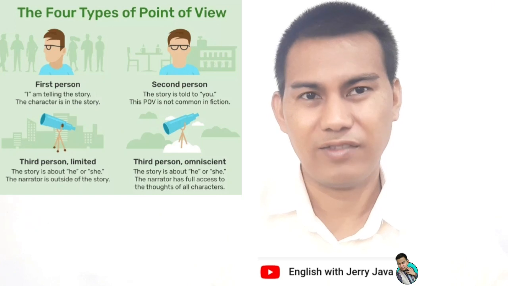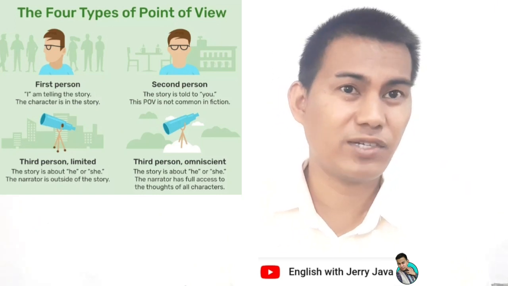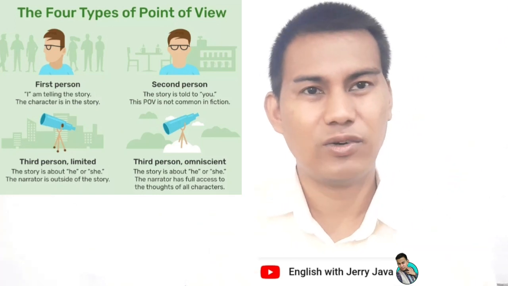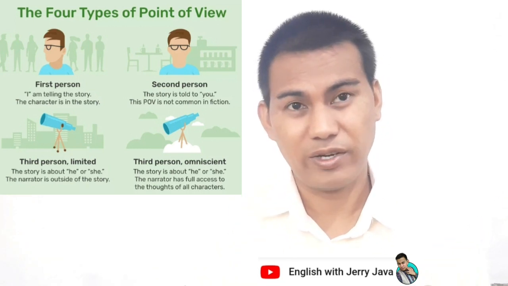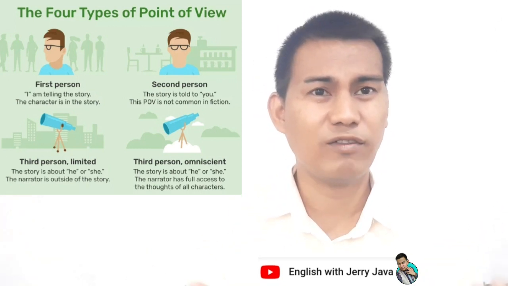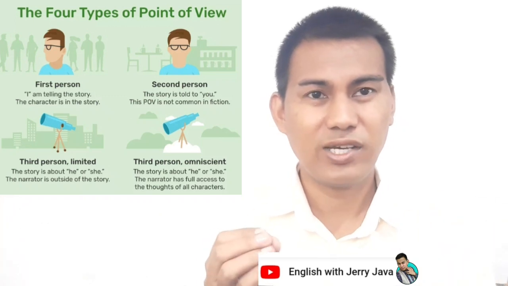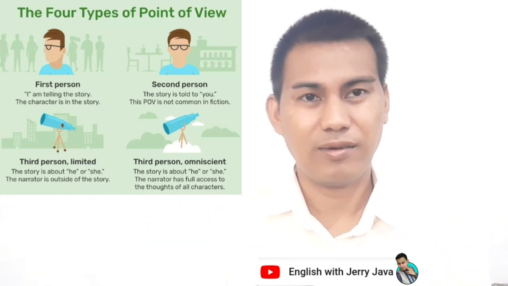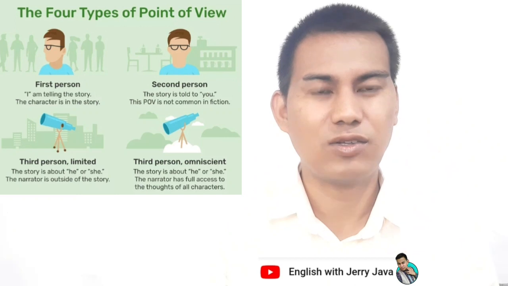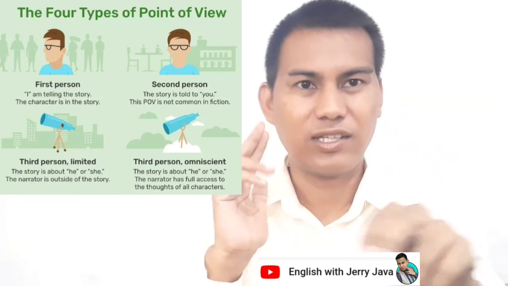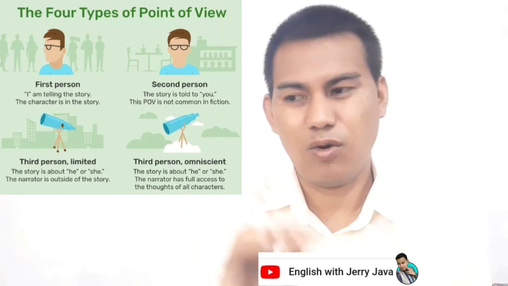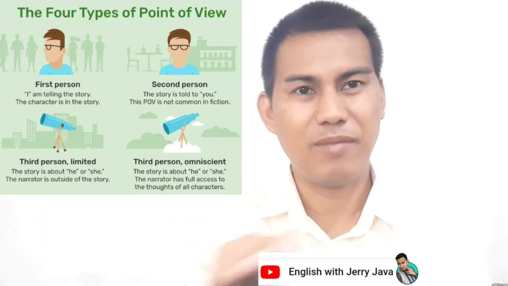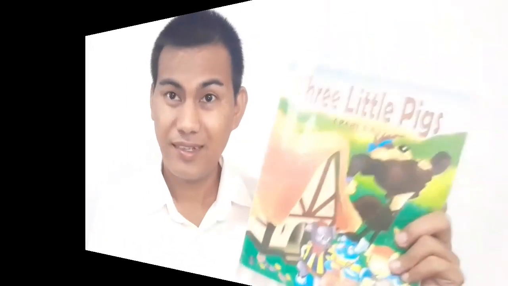You can also have the third person point of view. Third person, the narrator is just actually an observer in the story. You can also have the omniscient point of view, the all-knowing point of view, where the storyteller or the narrator actually tries to see all the corners of the mind of all the characters.